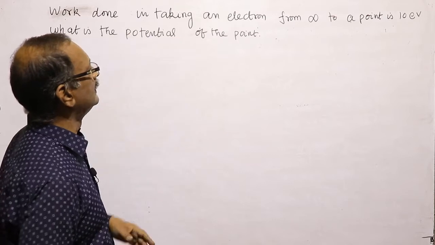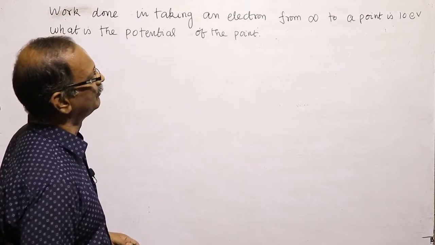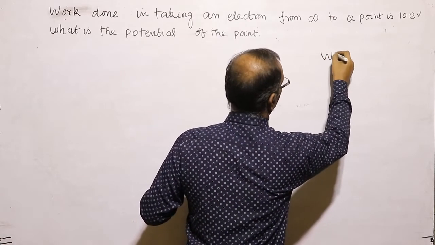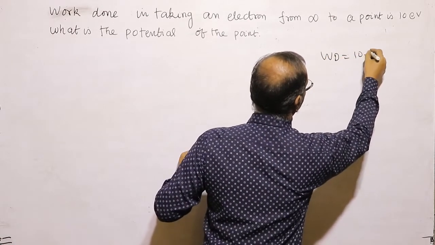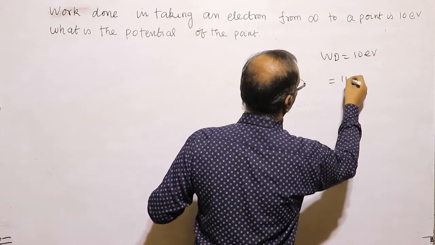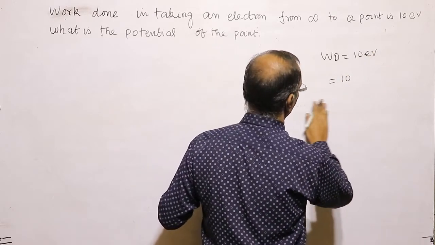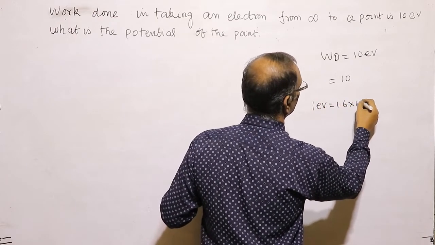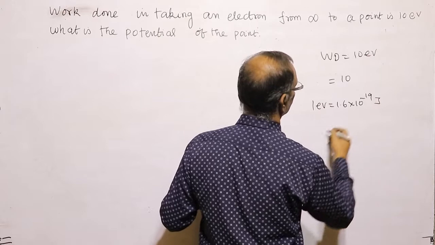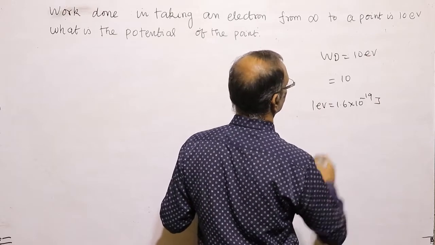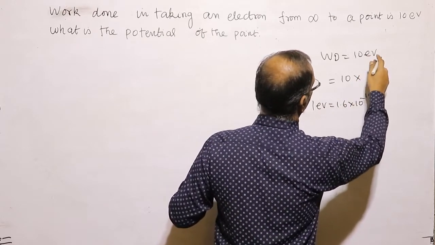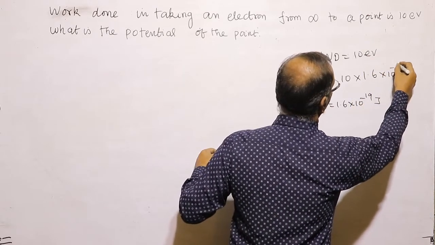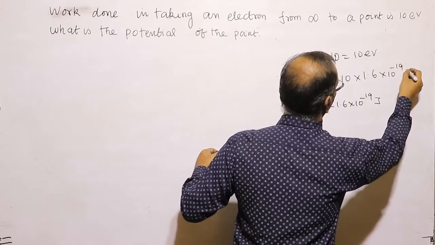Work done in taking an electron from infinity to a point is 10 electron volt. So work done is equal to 10 electron volt. 1 electron volt is equal to 1.6 into 10 to the power minus 19 joule conversion. So into 1 electron volt replaced by 1.6 into 10 to the power minus 19. So work done will be in joules.